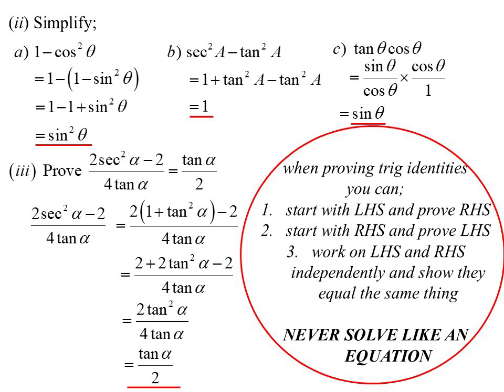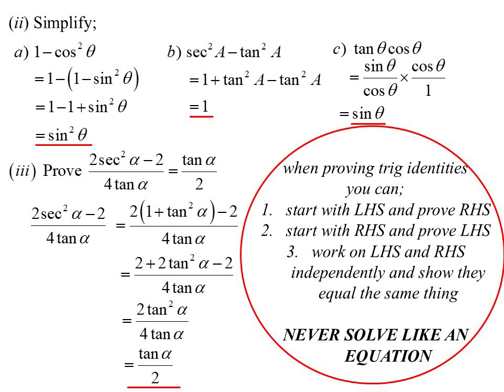The other way of doing it, of course, is I'll just work on them independently and show that they both equal the same thing. And if they both equal the same thing, therefore they must be equal to each other. That's a third way of approaching it. But never ever solve it like an equation, because it's not an equation. We do not know this to be factually true. We're trying to prove it is.